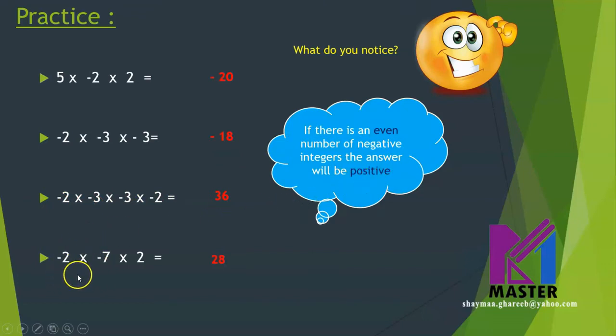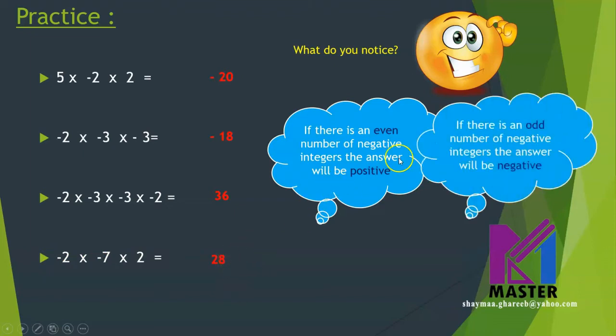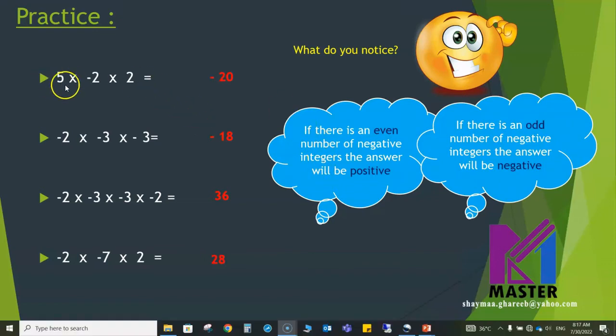Another example here, I have only 2 negative numbers and number 2 is an even number. So the answer will be positive. What else? We can say that if there is an odd number of negative integers, the answer will be negative. So in this example, there is only one negative number. And number 1 is an odd number, so the answer will be negative. In the second example, there are 3 negative numbers, and number 3 is an odd number. That's why the answer is negative.